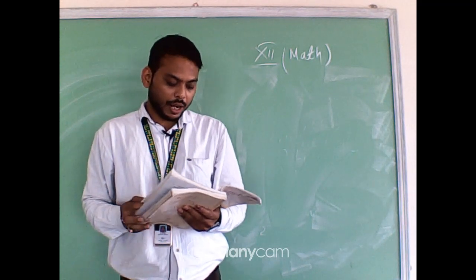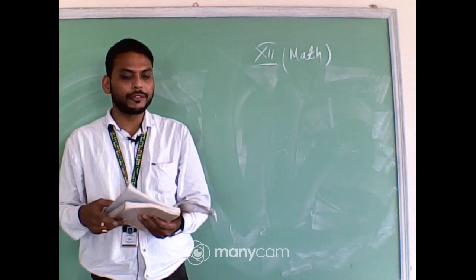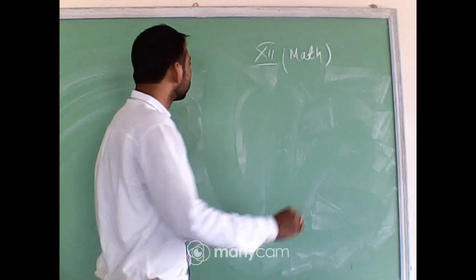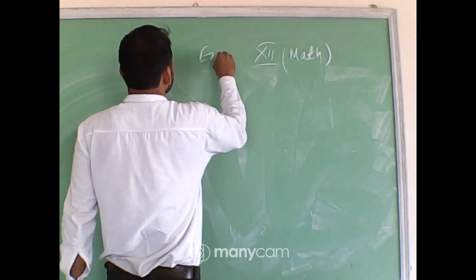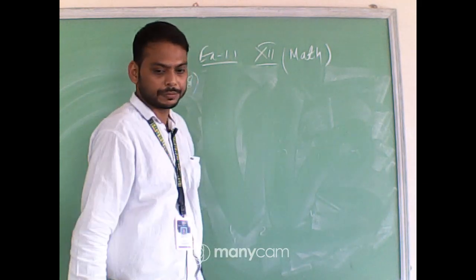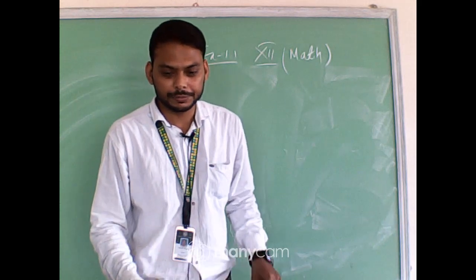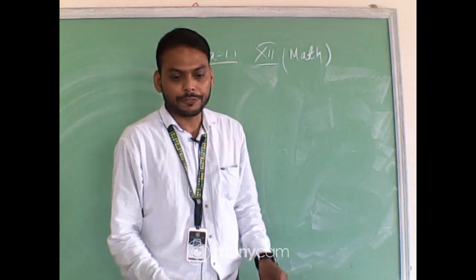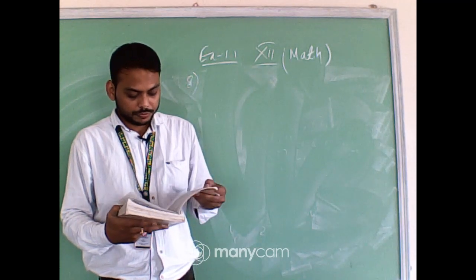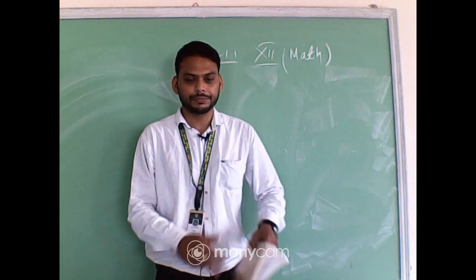Now we have done up to question number 7 of exercise number 1.1 in the previous class, isn't it? So today we will solve from question number 8. Okay, respond to me, those who are doing the class, please respond. Today we will solve from question number 8, page number 6 of the NCERT book, exercise number 1.1. Am I audible to you?